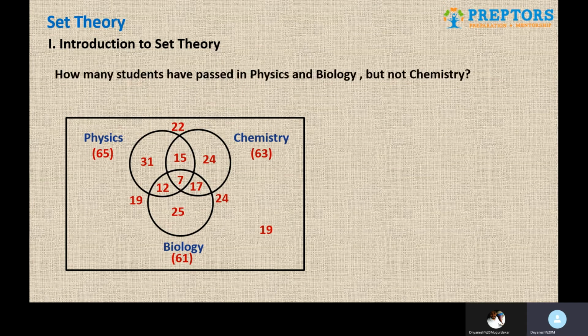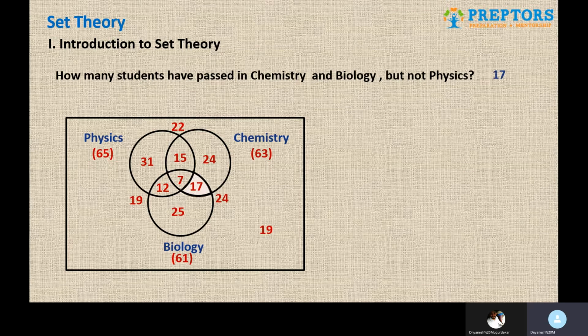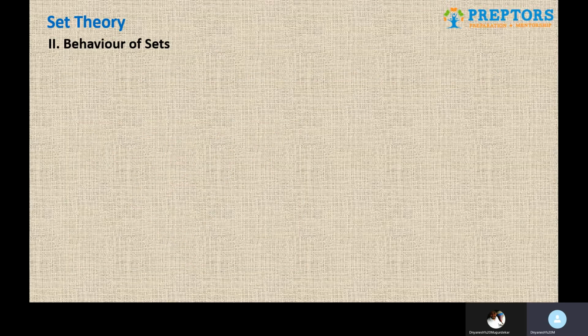Similarly, physics and biology but not chemistry, we already know the answer, which is 12. And I think the last one, chemistry and biology but not physics, the answer is 17. So this is how you simplify the questions. This is how you simplify the information using Venn diagram, or we call it set theory.